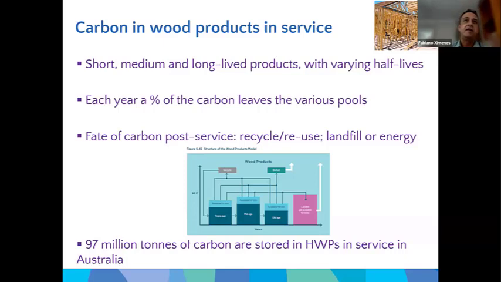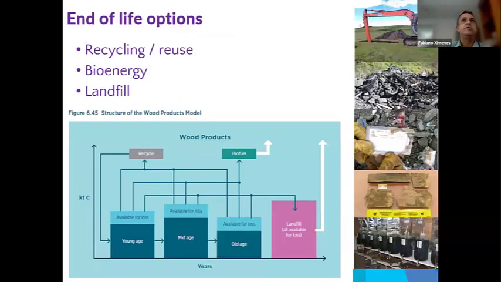So that is the estimation of carbon in products and service: a net result of the dynamics of new products coming online and then products getting out of service. And the end result of the calculation is that close to 100 million tons of carbon is estimated to be stored in wood products in service in Australia currently.